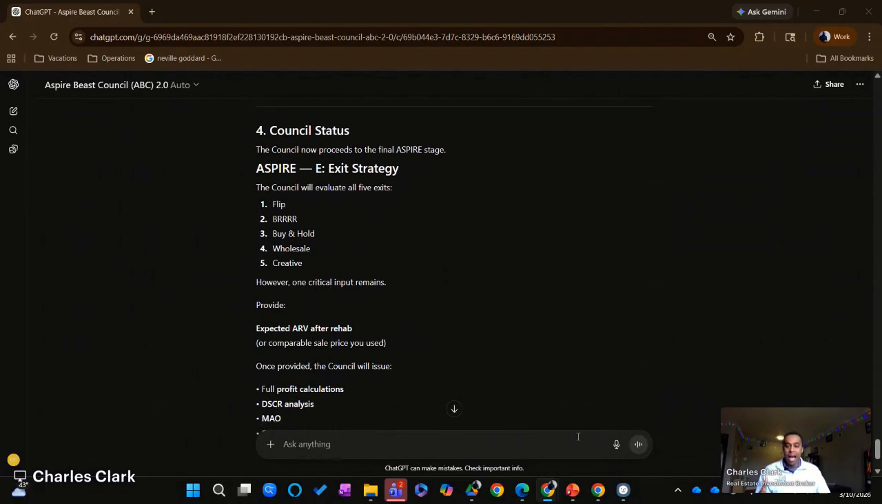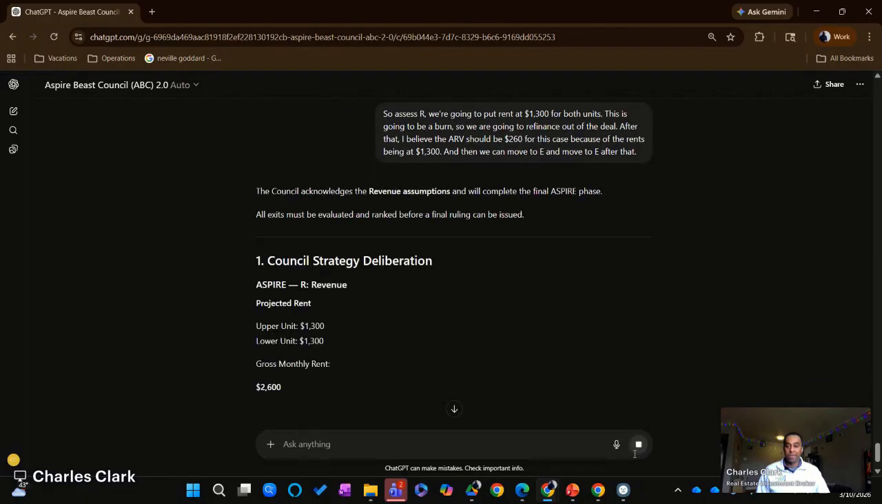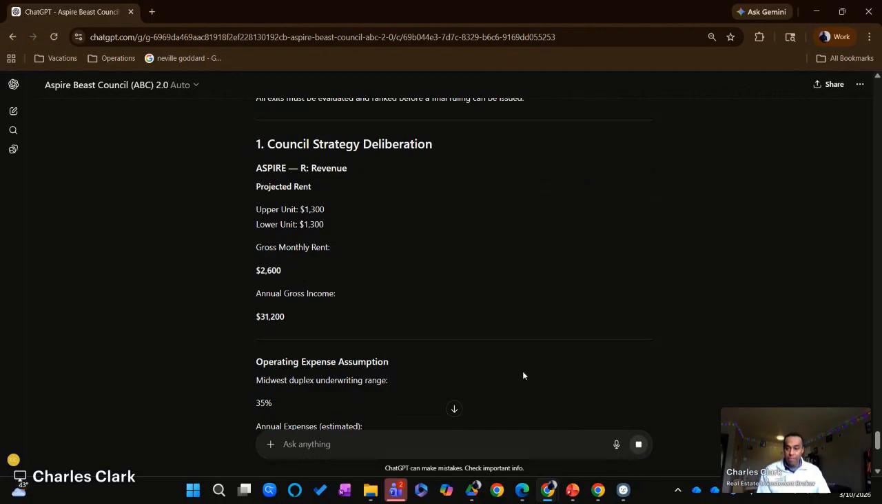So now we're going to go. I'm going to move to R. So assess R. We're going to put rents at 1,300 for both units. This is going to be a BRRRR. So we are going to refinance out of the deal. After that, I believe the ARV should be 260 for this case, because of the rents being at 1,300, and then we can move to E, and move to E after that. So we put it at 1,300. I believe that is what he did.